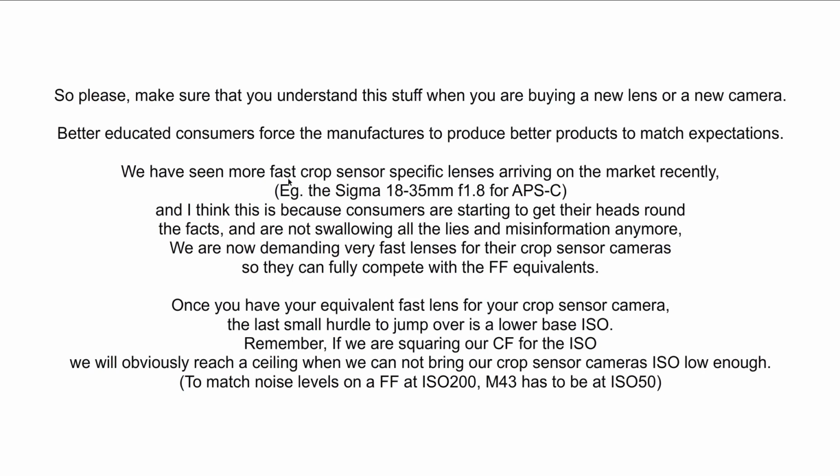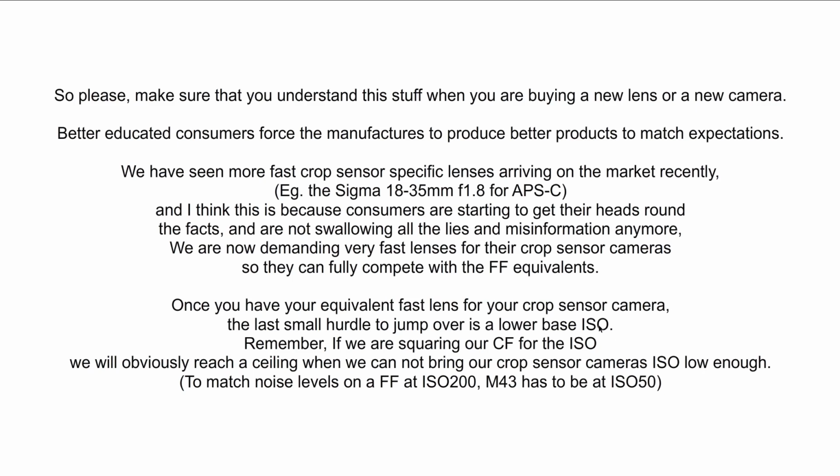So please make sure you understand this stuff when you're buying new gear. Better educated consumers force manufacturers to produce better products to match expectations. We have seen more fast crop sensor specific lenses arriving on the market recently. A good example of that is a Sigma 18-35 f1.8 for APS-C. And I think this is because consumers are starting to cotton on and get their heads around the facts, and they're not swallowing all the lies and misinformation anymore. We're now demanding very fast lenses for our crop sensor cameras so they can fully compete with the full frame equivalents.